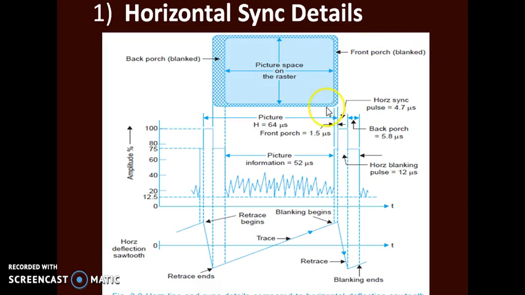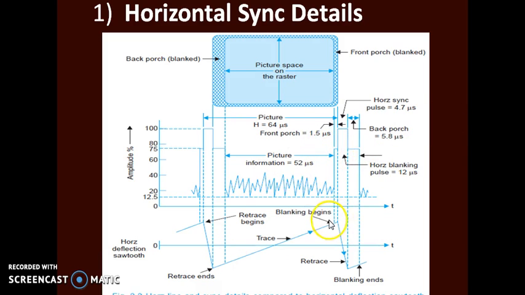Now we will discuss the horizontal sync details. First is the front porch. The front porch is of duration 1.5 microseconds. The significance of the front porch is the settling of the level, from whatever level exists at the end of the active line period. Every time the next scanning line appears, it should start from the front porch, or from the blanking level. The duration is very short, 1.5 microseconds, and it is used for settling of the video.